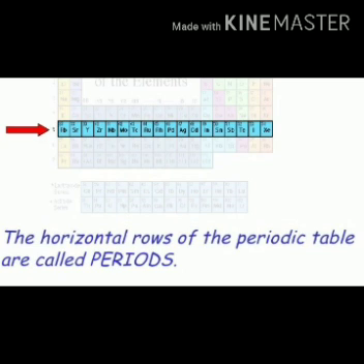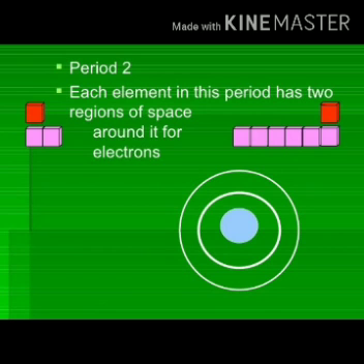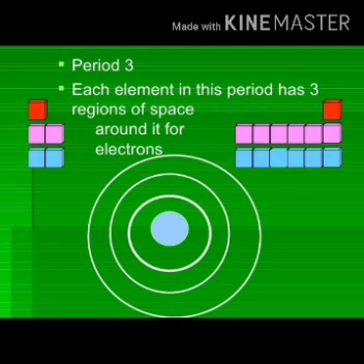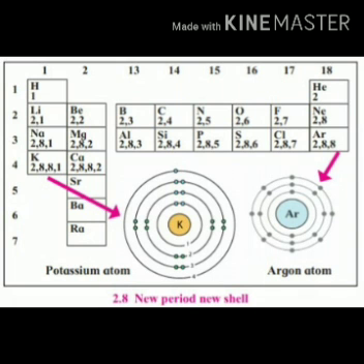Now, let us see periods and electronic configuration. On going through the modern periodic table, it is seen that the elements hydrogen and helium belong to period 1. Lithium, beryllium, boron, carbon, nitrogen, oxygen, fluorine and neon belong to the second period. Similarly, sodium, magnesium, aluminium, silicon, phosphorus, sulfur, chlorine and argon belong to period 3.